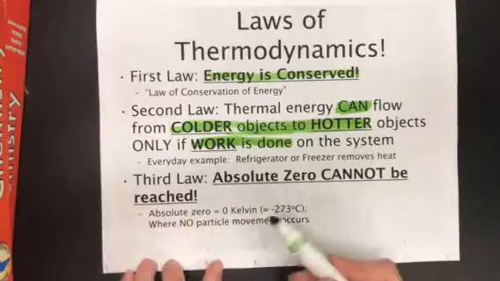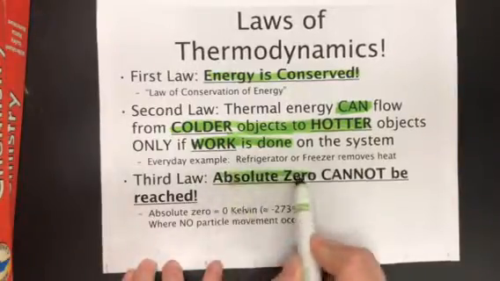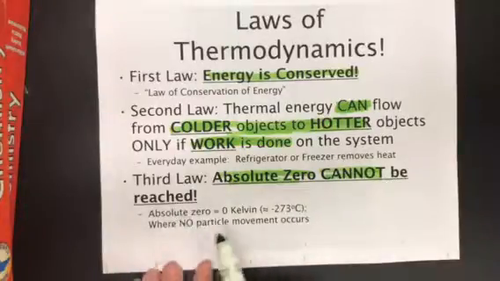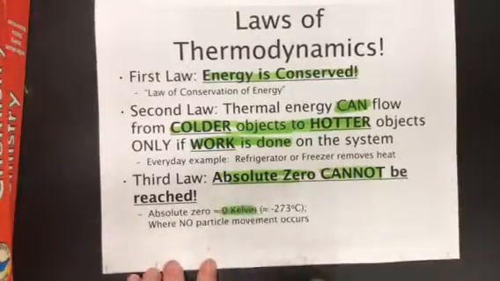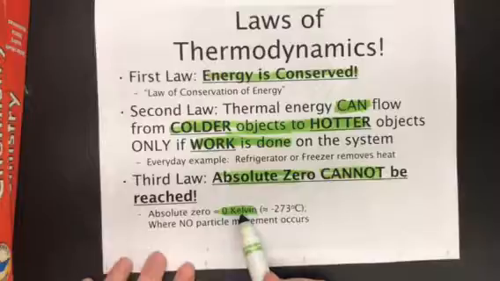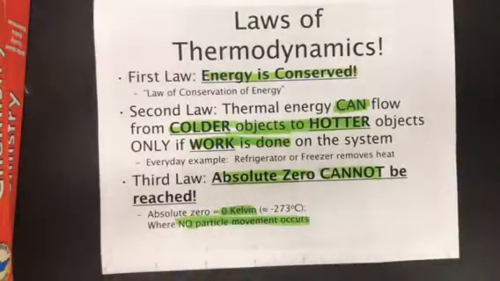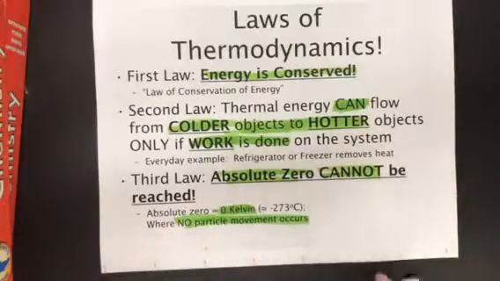The third law is that absolute zero cannot be reached. Absolute zero is 0 kelvins. What they think, it's a theory because it's never happened, is that when it gets down to 0 Kelvin, no particle movement occurs. All motion, even, remember, your solids are also vibrating. You can't feel them, but they're also vibrating. At 0 Kelvin, they believe that all movement will stop at that temperature.